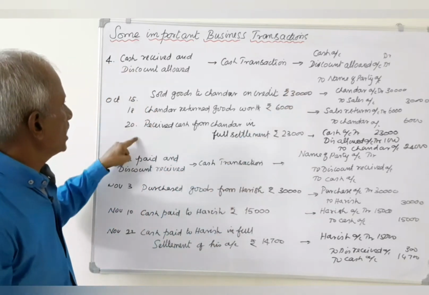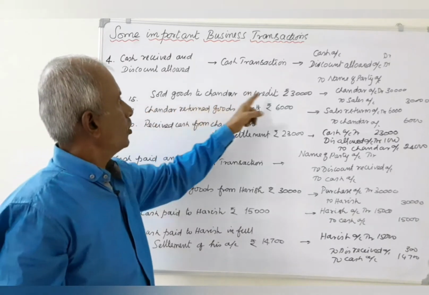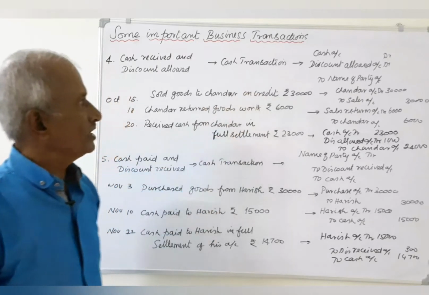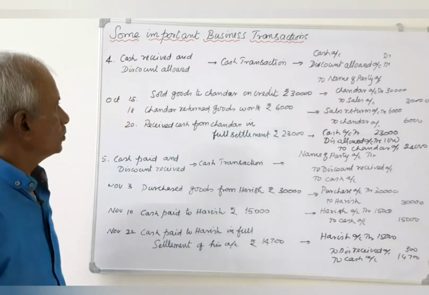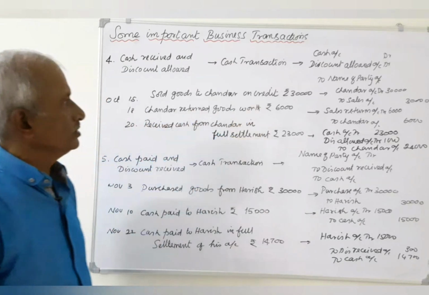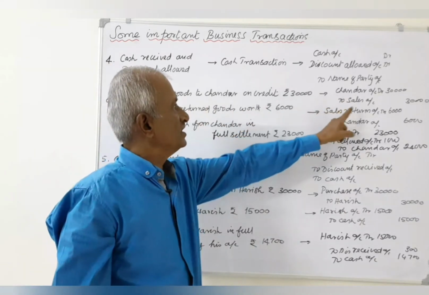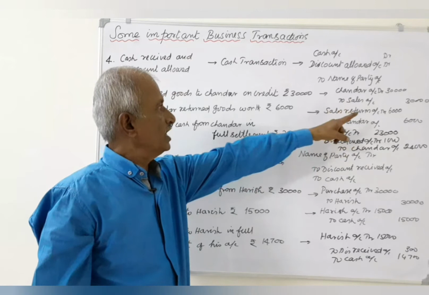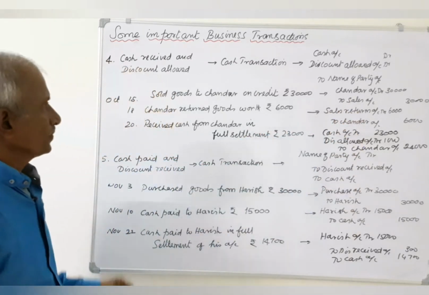Now let us see an example. October 15, sold goods to Chandar on credit. You know that it is a credit transaction. The journal is Chandar account debit to sales 30,000. Then on 18th, Chandar returned goods worth rupees 6,000. It is sales returns. When sales is credit, sales returns is always debit. So sales returns account debit to name of the party Chandar 6,000.